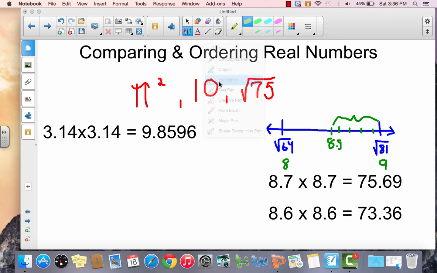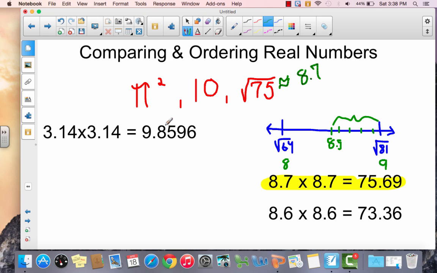So looking at my two options here, 75.69 is closer to 75. So I'm going to estimate that the square root of 75 is 8.7. So we know now that pi squared is 9.8596, and we know that the square root of 75 is approximately 8.7. So now I'm really comparing 8.7, 10, and 9.8596.